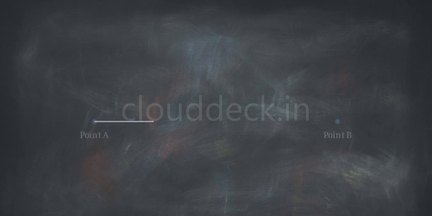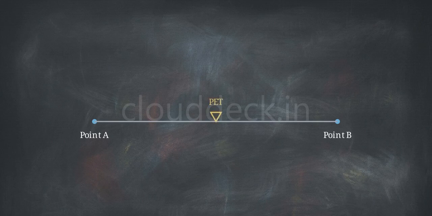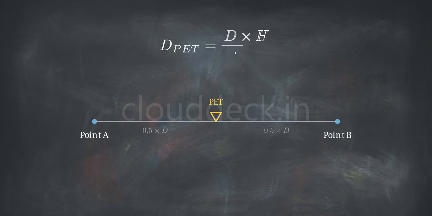This diagram shows a route from point A to point B. That marker in the middle is the point of equal time, or PET. It represents the geographic point on your route where continuing onward takes the same amount of time as turning back. To find the distance to the PET, you multiply the total distance by your return ground speed and divide that by the sum of your outbound and return ground speeds.